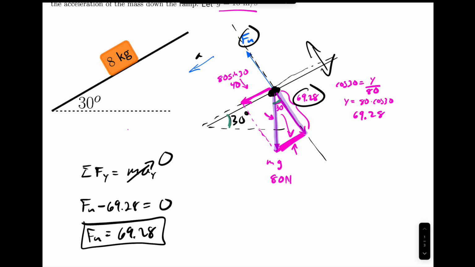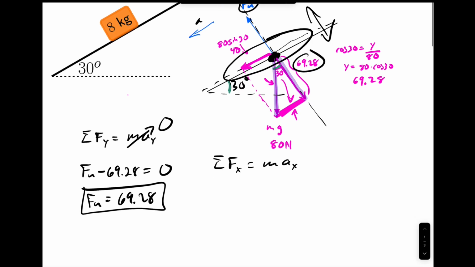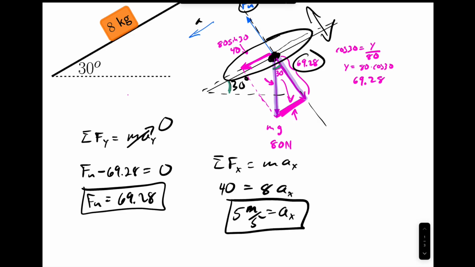Now let's take the x direction. The summation of all the forces in the x direction is equal to mass times acceleration in the x direction. But if you notice, there's only one force in that direction. That's how I know it's going to accelerate that way. Let me scroll up a little bit. So I have 40 is equal to the mass, which is 8, times ax. So that means ax, when I divide both sides by 8, would have to be 5. And the unit would be meters per second squared. So there you go. We figured out the acceleration down the ramp with no friction.